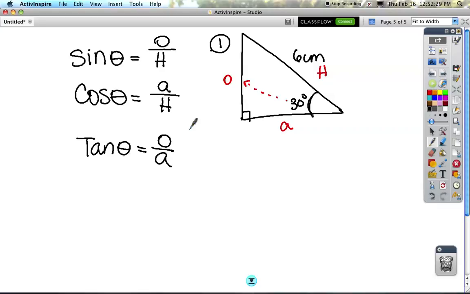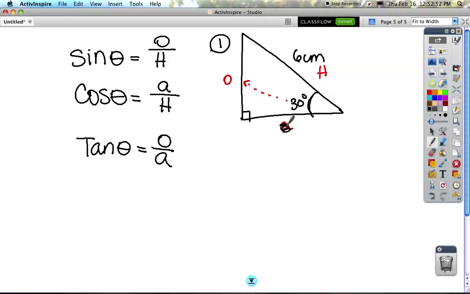And by the way, you'll never cover up what you've been given. So in this case, I was given the hypotenuse, correct? So I never cover that up. You never cover up what you were given. So I'm going to cover up the A first. It doesn't matter, I can cover up the O. But this time I'm going to cover up the A first. So I'm just going to scratch that out.